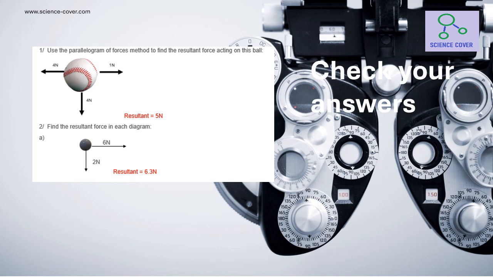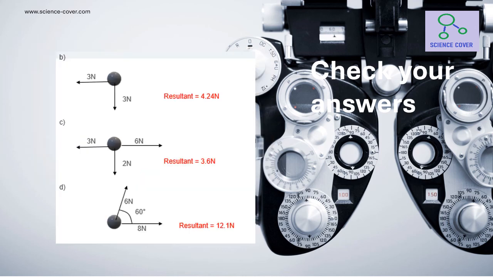For question 1, we should have had 5 newtons. For 2a, we should find 6.3 newtons. For b, the resultant was 4.24 newtons. For c, we should find the resultant as 3.6 newtons. And for d, we should find the resultant is 12.1 newtons.